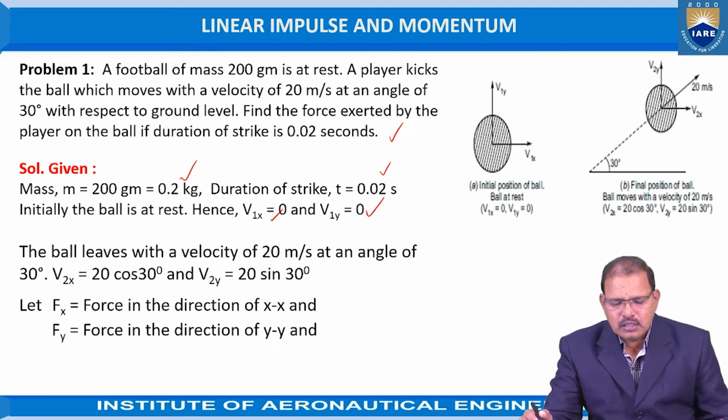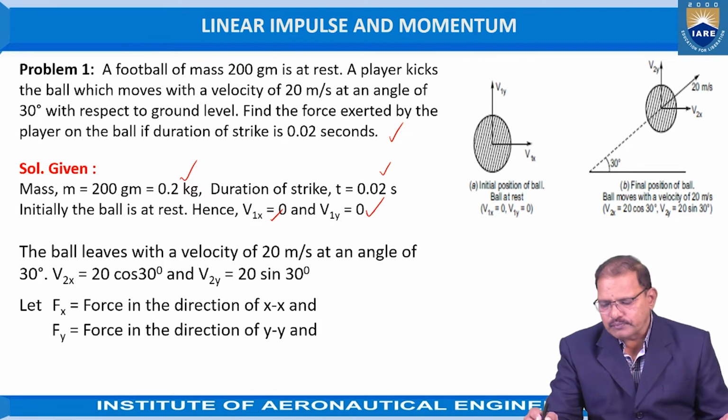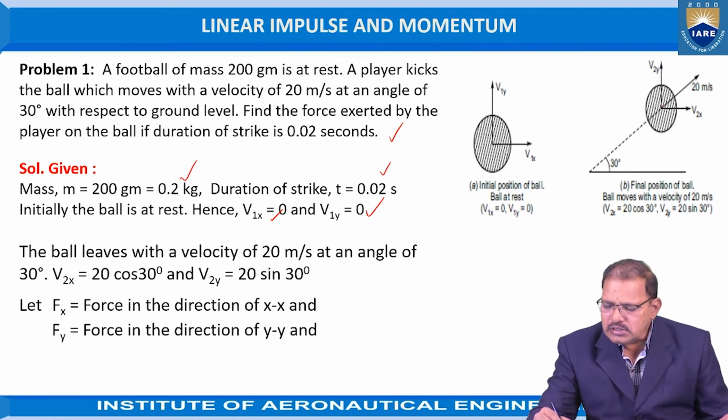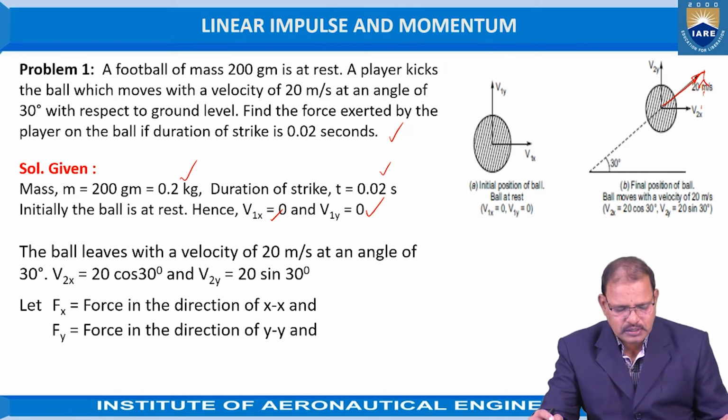And after the collision, the ball is moving with a velocity of 20 meters per second at an angle of 30 degrees with the ground. Hence, this velocity is a vector quantity. It is represented in two components, that is, x component and y component. According to the figure, the x component is moving towards the right hand side and the y component is moving in the upward direction.